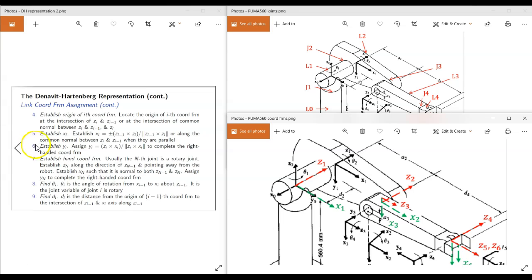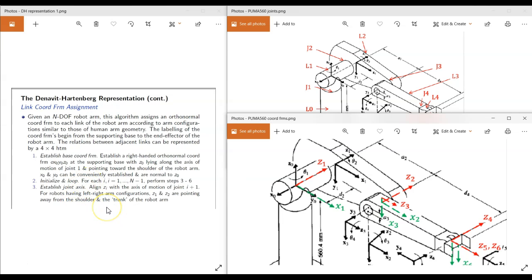Okay. Step number 5, we have to establish X2. Because Z1 and Z2 are parallel with each other, X2 is the chosen common normal, okay? So remember, I chose this as my common normal. So this is my X2, right? So there we go. We have established coordinate frame 2. How about coordinate frame 3?